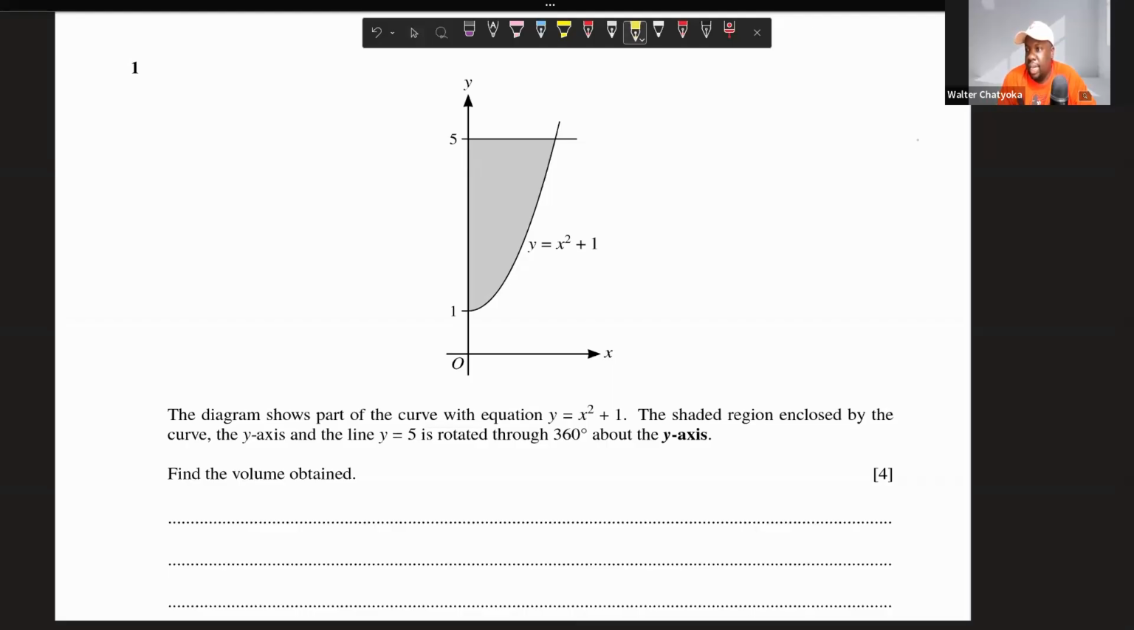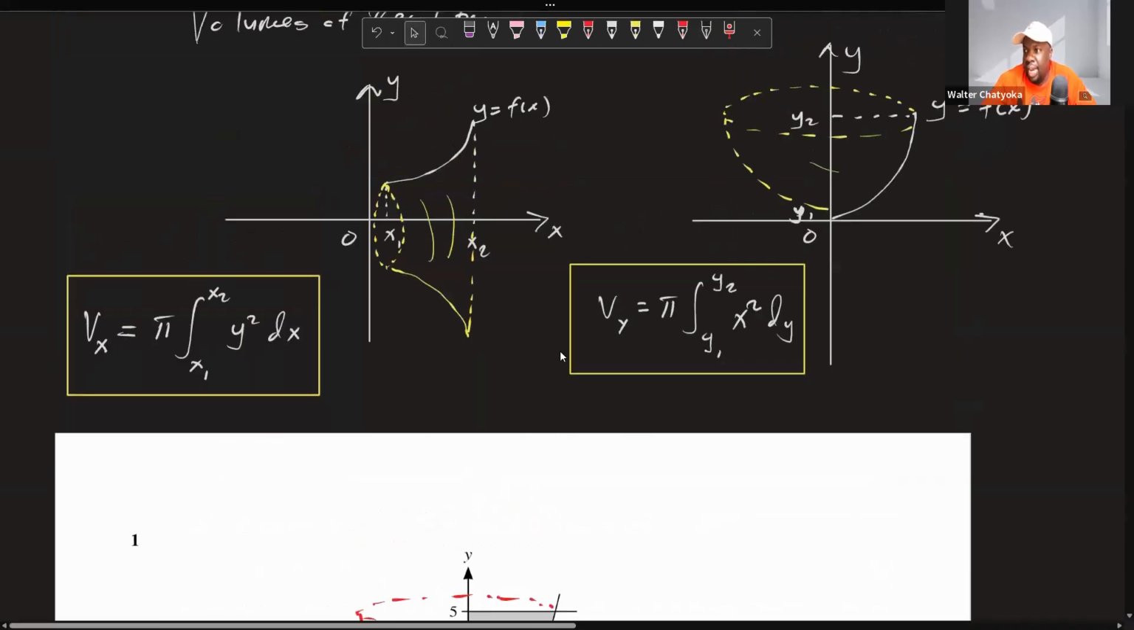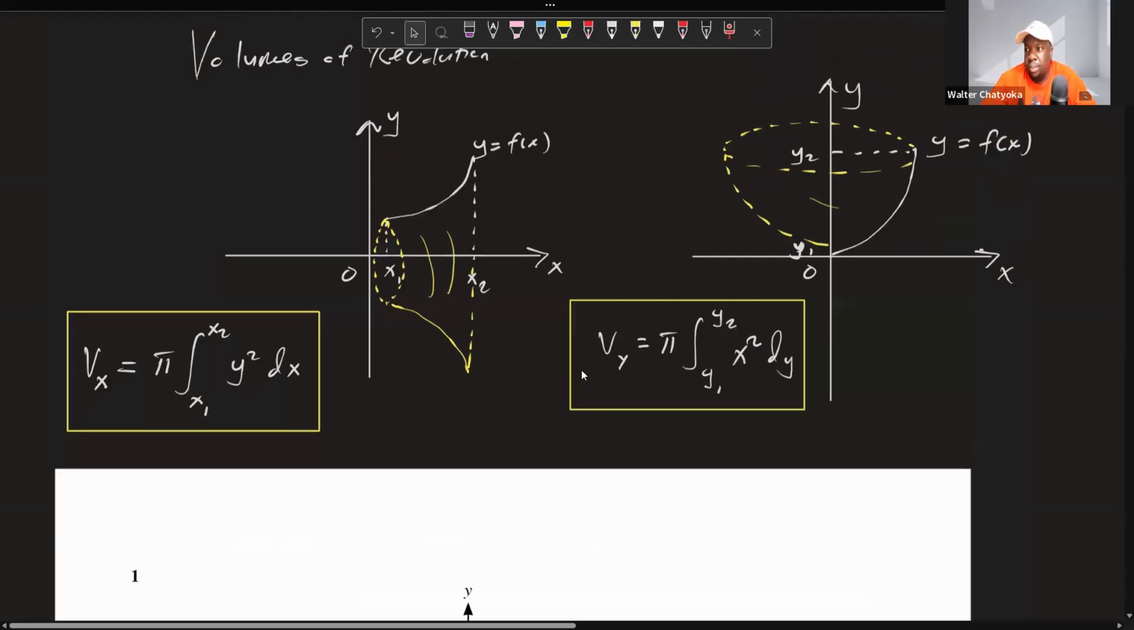So here we are rotating this shape about the y-axis. We know that we will form some kind of solid shape and we want to find its volume. So the formula, if we're rotating it about the y-axis, is Vy is equal to pi times the integral from y1 to y2 of x squared with respect to y. Remember, that's what I gave you right above on here.